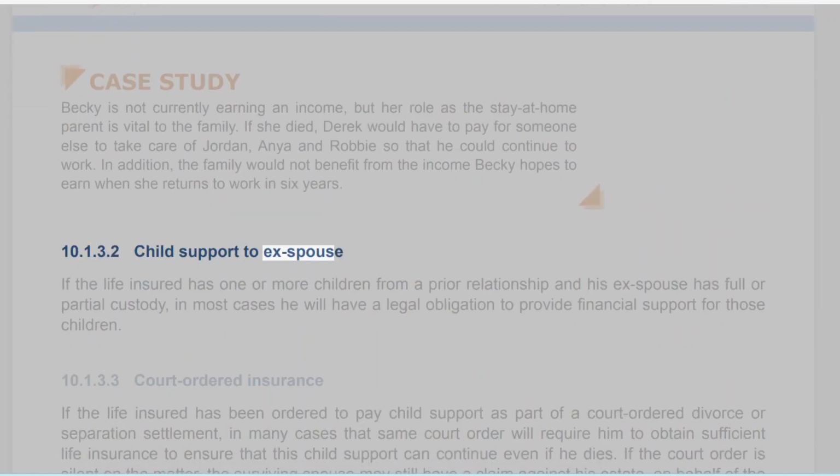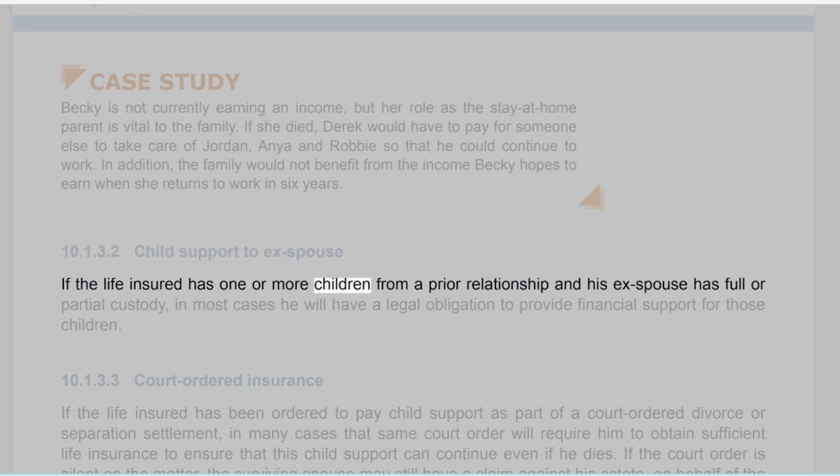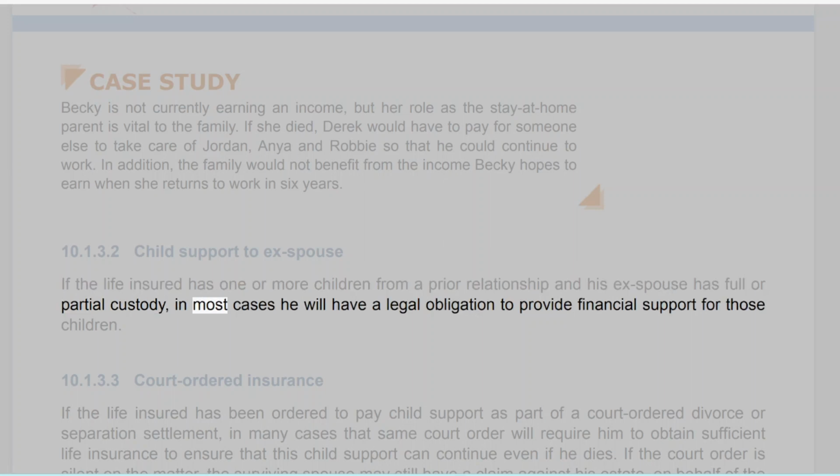10.1.3.2 Child support to ex-spouse. If the life insured has 1 or more children from a prior relationship and his ex-spouse has full or partial custody, in most cases he will have a legal obligation to provide financial support for those children.